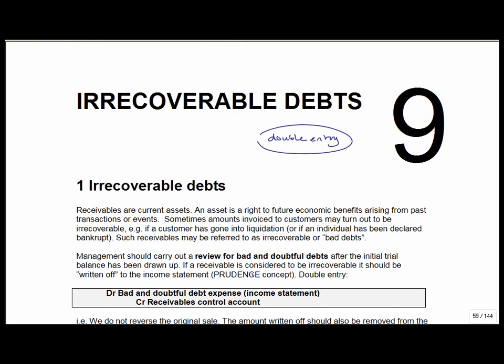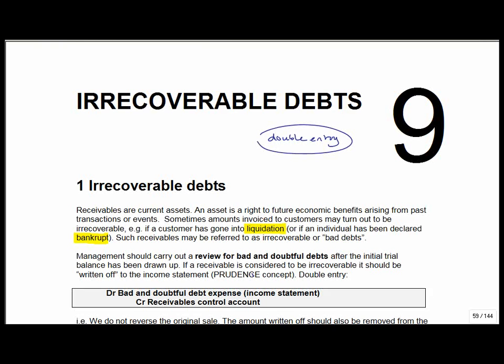A debt is a receivable, it's a current asset. Okay, so it's that right to receive a future benefit. In other words, it's a receivable asset for the amount that our customers owe us for. Now, unfortunately, sometimes our receivables might not pay. Typically, in the situation where a company goes into liquidation, or if it's an individual sole trader, that they're declared bankrupt.